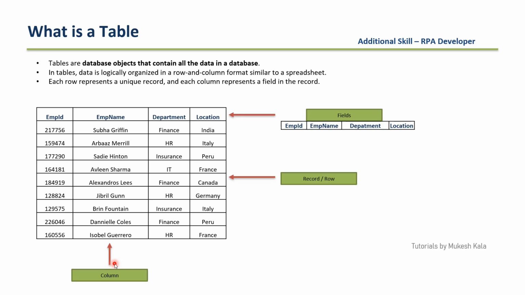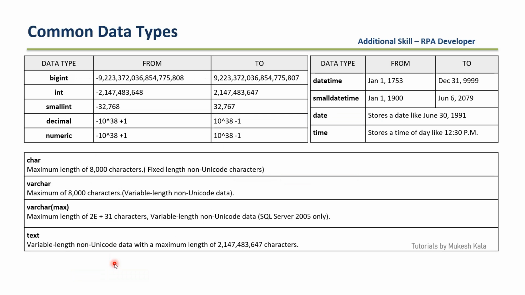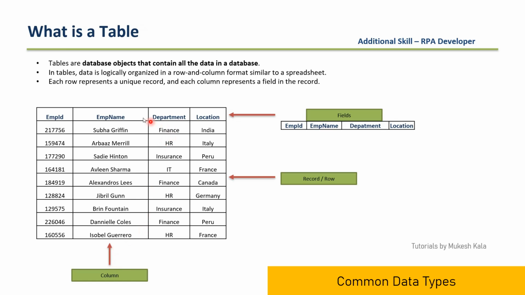Now that we have understood what exactly a table is, let's proceed to the common data types. Now what exactly are data types? For example, if I go back to my previous table, you would notice that the employee ID is a form of an integer. The employee name is a string. The department is also a string. The location is also a string.